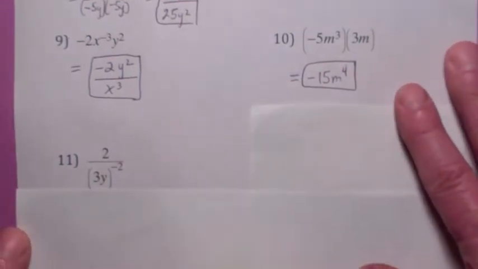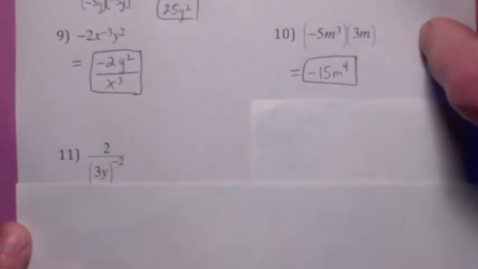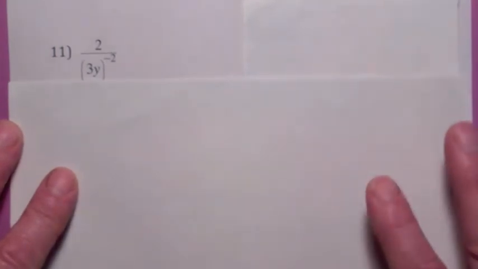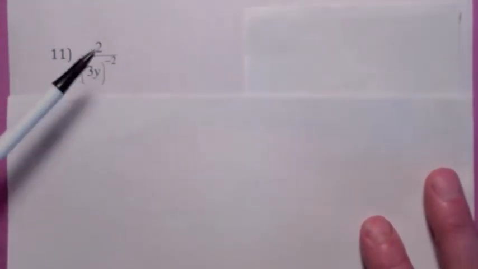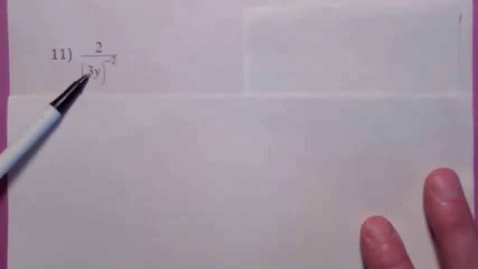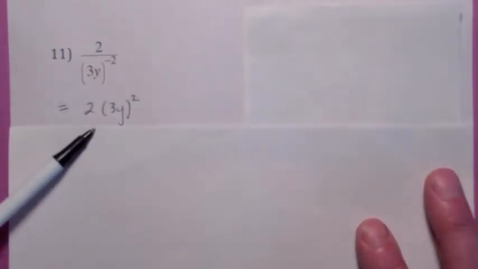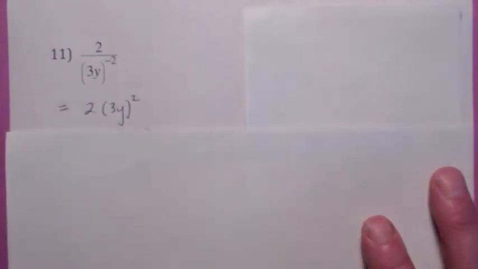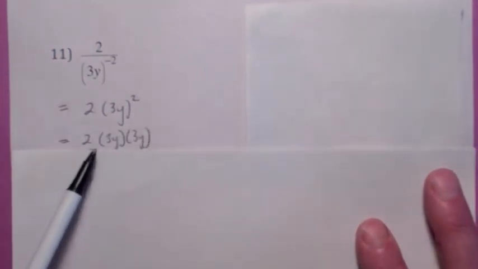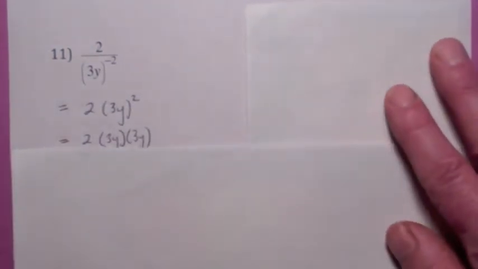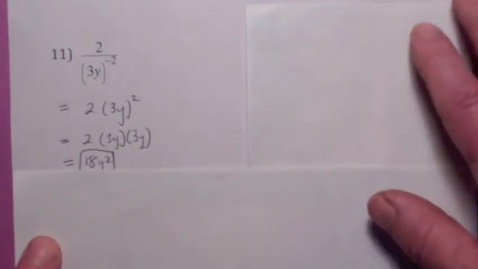Look at this one, number 11. In this one, you got a negative exponent on the bottom, so you'd move this whole thing up to the top, make it a positive exponent, so you get 2 times parentheses 3y squared, and then that'd be 2 times 3y. Your final answer would be 18y squared.